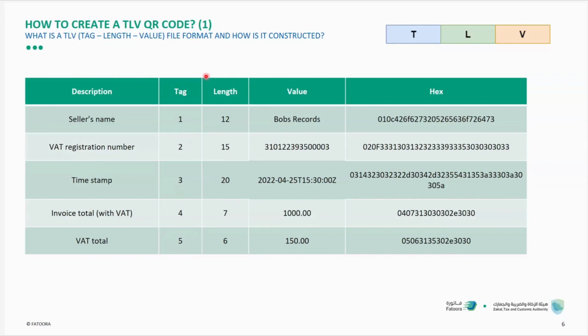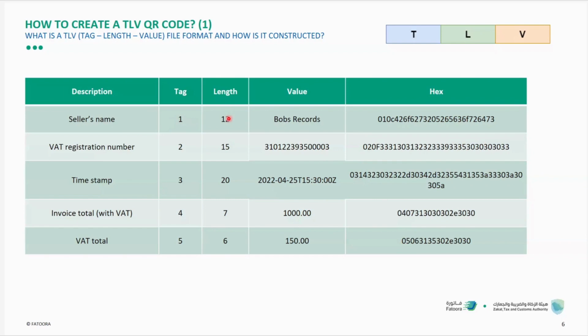So if we take an example of one of the invoices, let's assume that we have this data that we want to convert into a QR code value. Assume that this is the seller name, this is the VAT registration number, timestamp, invoice total, and then the VAT total. So in the TLV, a tag will contain, for the seller name, the first tag. So you will have the value 01, as you can see here. The next value will be 02 for the second field, 03, 04, and then 05.